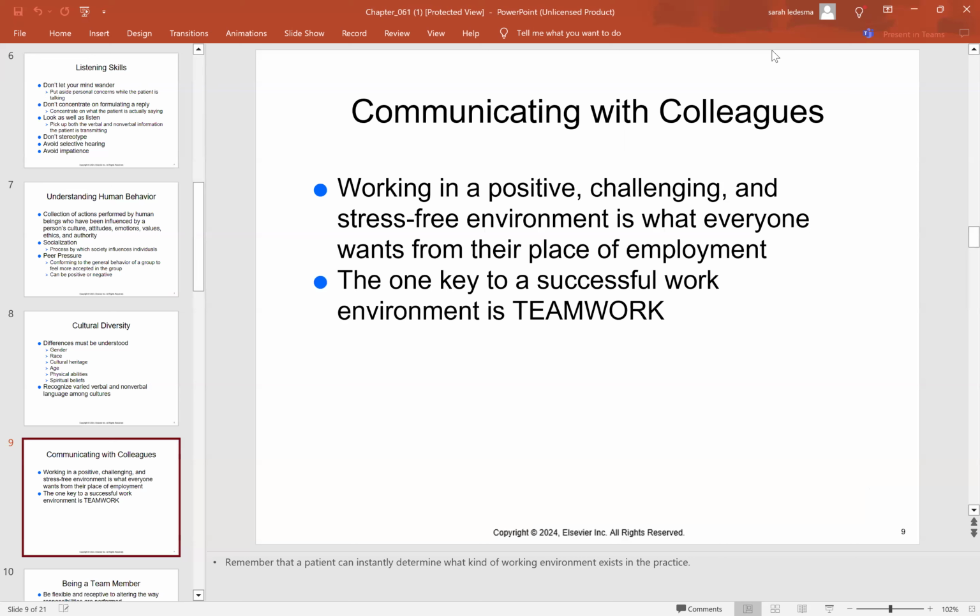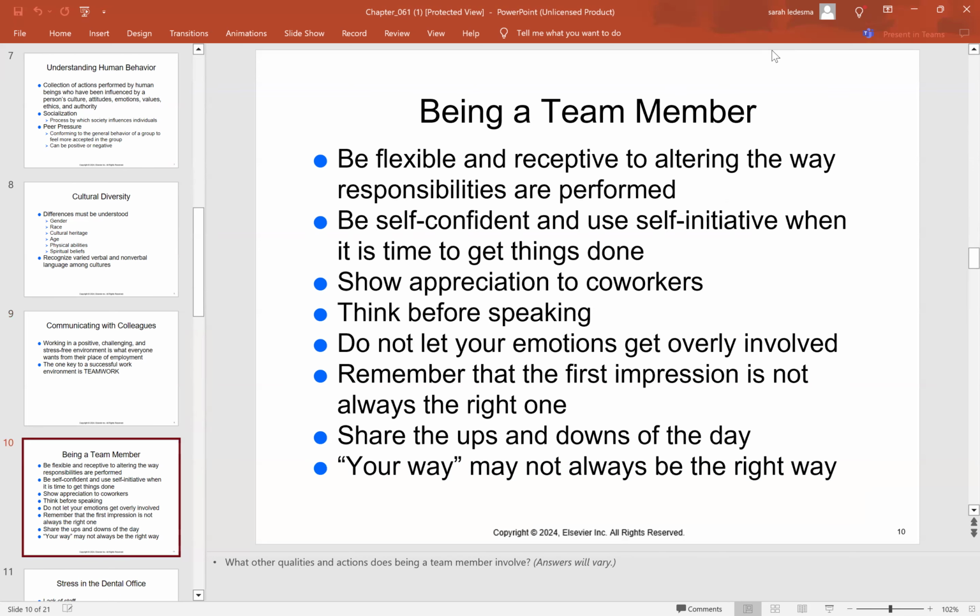Communicating with colleagues. Working in a positive, challenging, and stress-free environment is what everyone wants from their place of employment. The one key to a successful work environment is teamwork. Being a team member includes being flexible and receptive to altering the way responsibilities are performed, being self-confident and using self-initiative when it's time to get things done, showing appreciation to your coworkers, thinking before speaking, and not letting emotions get overly involved.